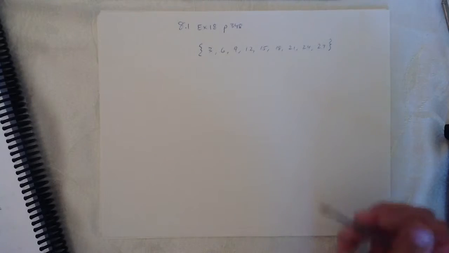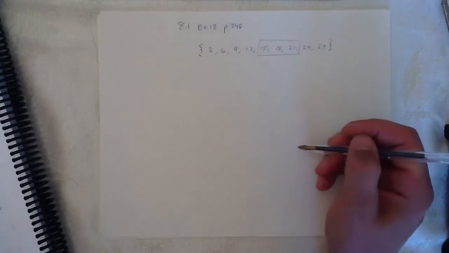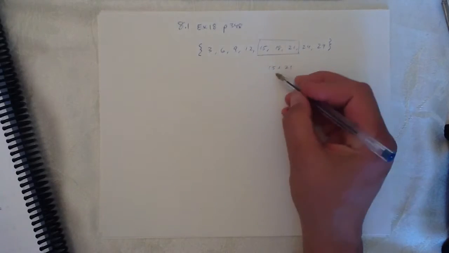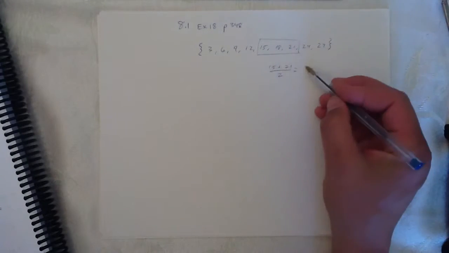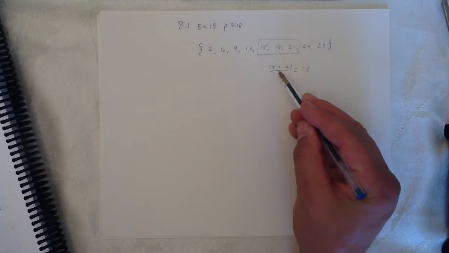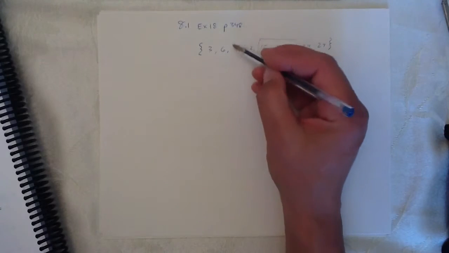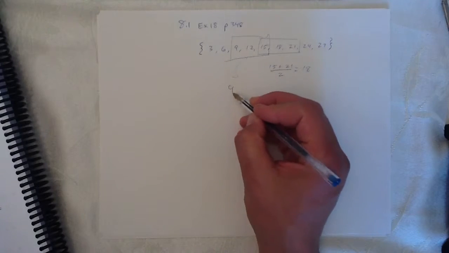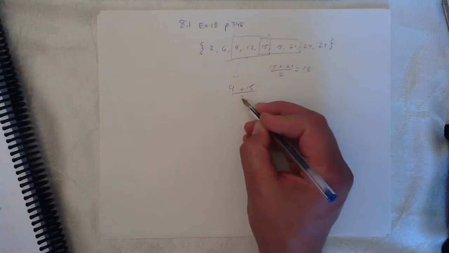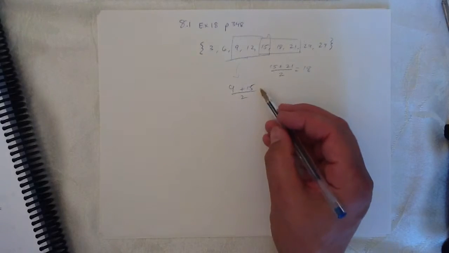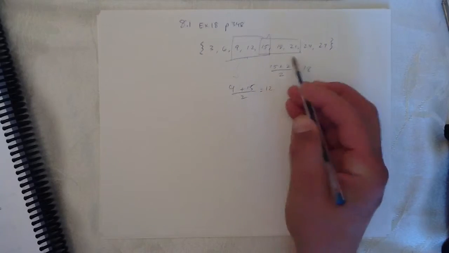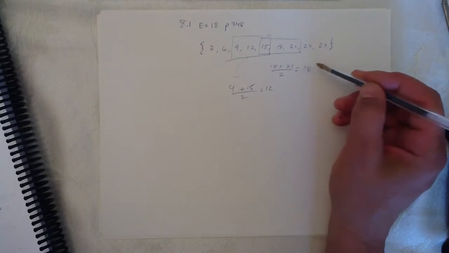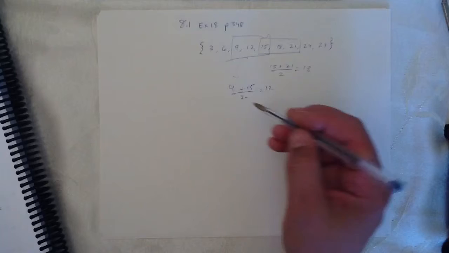If you take any 3 of them, let's take these 3 here, you go 15 plus 21, I'm taking the first term and the last term, divided by 2, and it should equal the middle term, 18. So 15 plus 21 is 36, divided by 2 is 18. We could take any 3 of them and do that. 9 plus 15 over 2, so 9 plus 15 is 24, divided by 2 is indeed 12, which is the middle term.